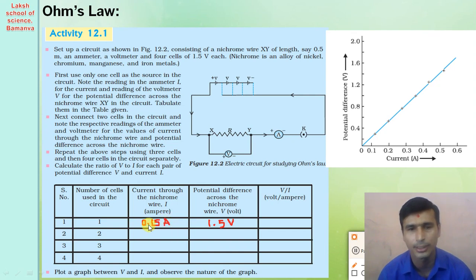So same repetition. Next, connect two cells in the circuit and note the corresponding readings of the ammeter and the voltmeter for the value of the current through the nichrome wire and the potential difference across the nichrome wire. Similarly हम क्या करेंगे, दो पेंसिल सेल को यूज करेंगे, दोनों को कनेक्ट कर दीजिए और उसको सर्किट में कंप्लीट करेंगे और उसके बाद ए मीटर का रीडिंग और वोल्ट मीटर का रीडिंग हम मेजर करें. ए मीटर का रीडिंग हमें बताएगा करंट की वैल्यू और वोल्ट मीटर का रीडिंग बताएगा पोटेंशियल डिफरेंस की वैल्यू.